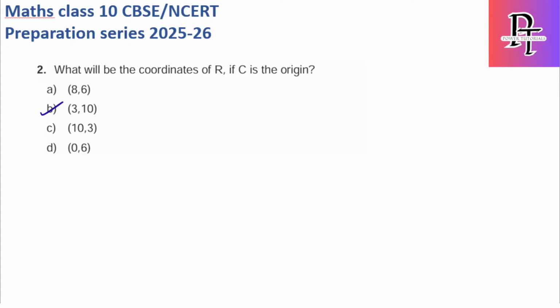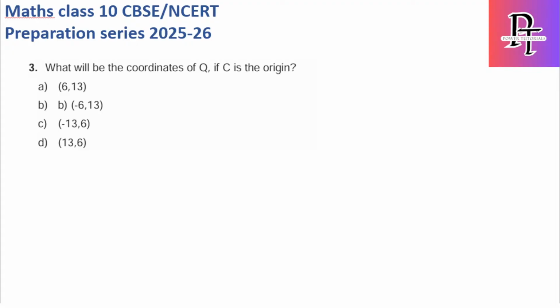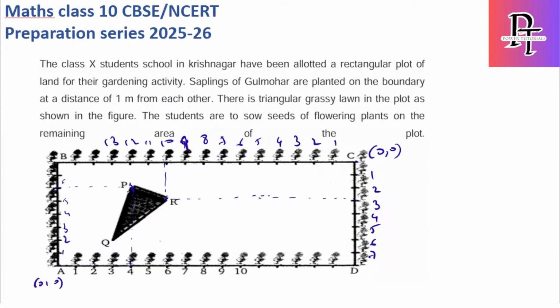Next, what are the coordinates of Q if C is origin? Now they're asking Q. Q is here. So this is touching at 13, and if I go horizontally, it will touch at 6. So this becomes (13, 6).